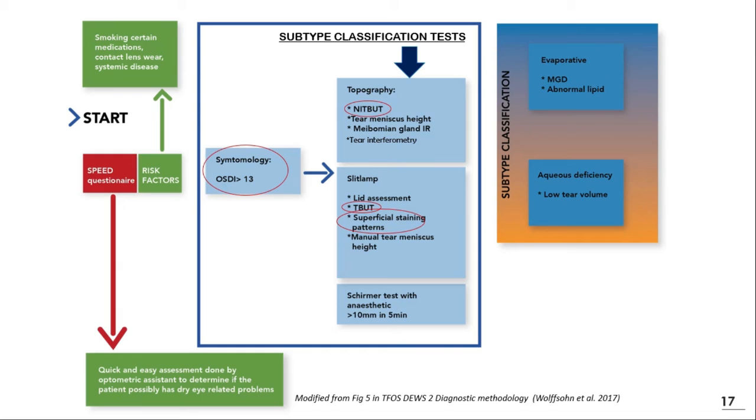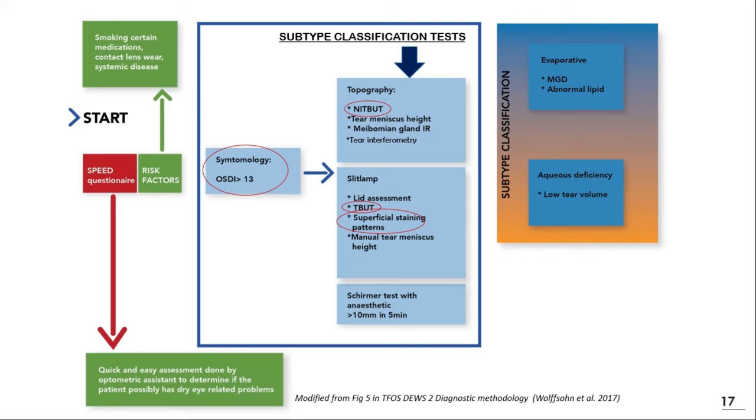Then the second thing there is your normal T-BUT and your staining patterns, which were part of your screening, and then your manual tear meniscus height. And this is what I meant with your first test, that this is the one thing that you can actually do straight at behind the slit lamp, which really gives you a great idea of what's happening with your aqueous fluid. And then the last thing there is your Schirmer test.